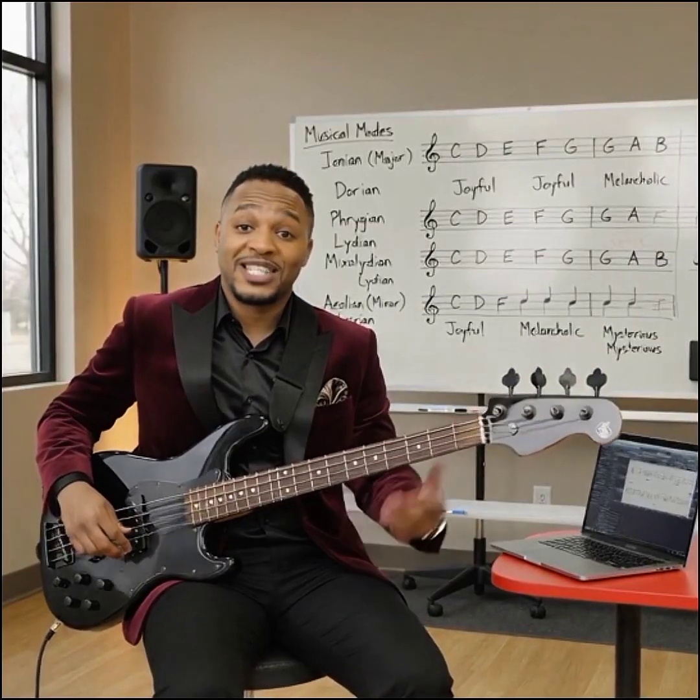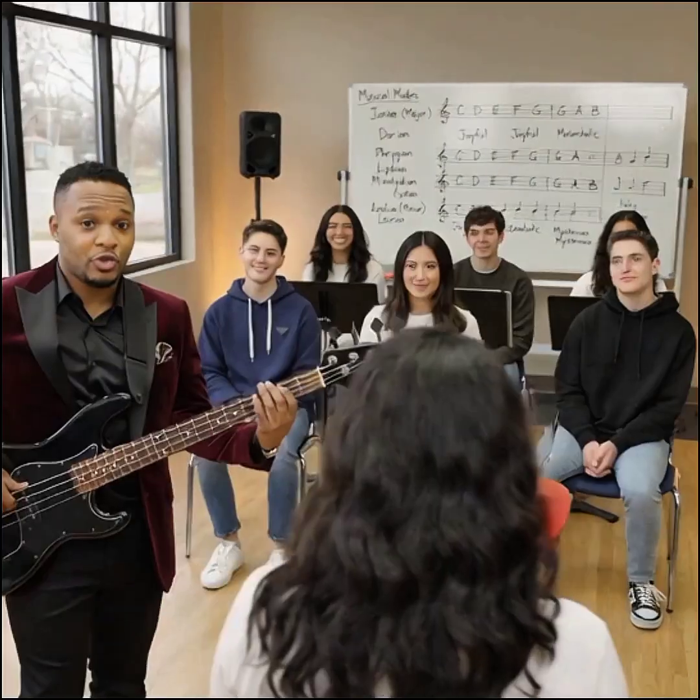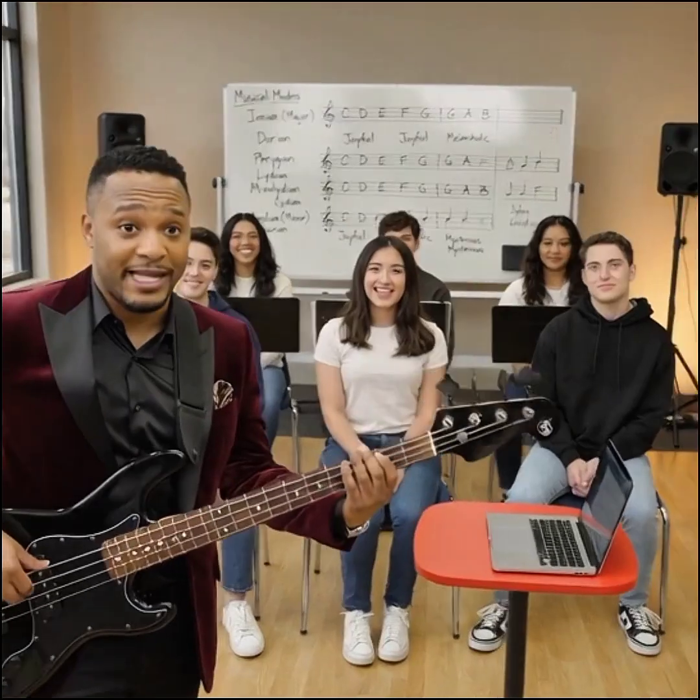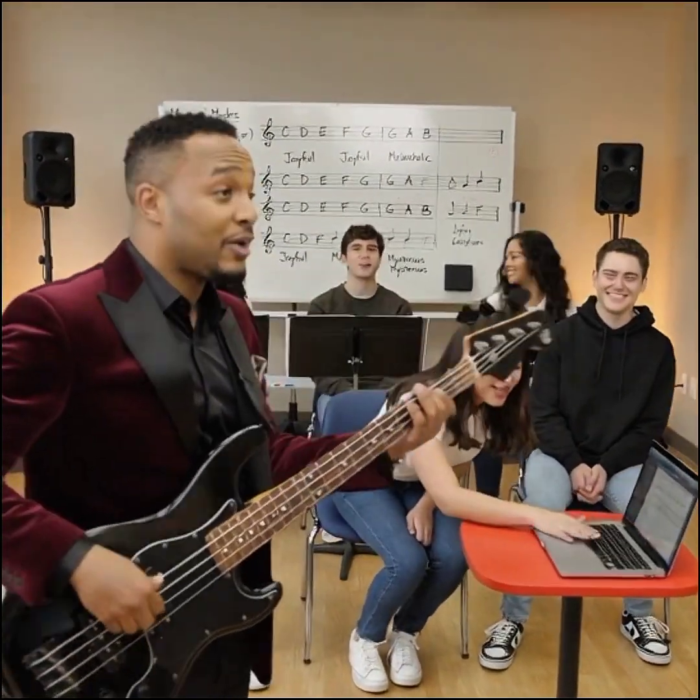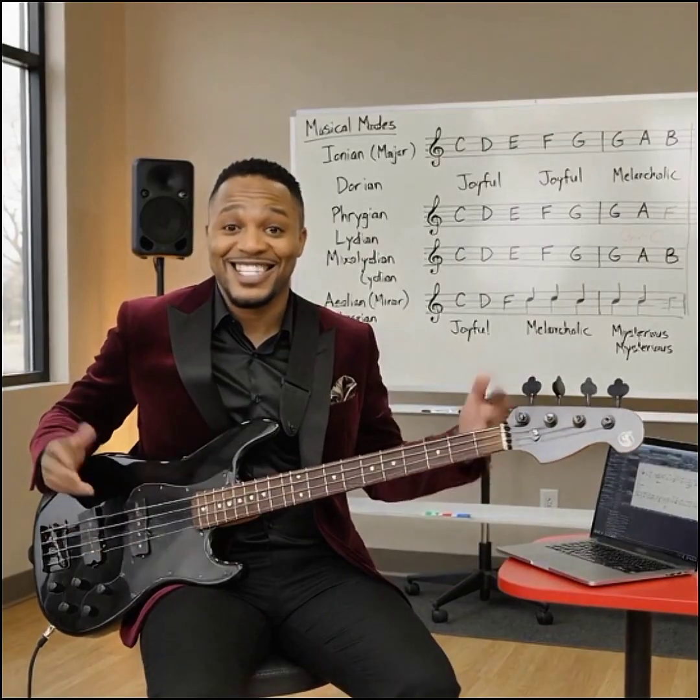Today we're exploring modes. Each has its own emotional character. Let's start with Ionian. Hear the joy? Now Dorian adds a minor touch, more introspective. It feels bluesy and soulful. What about Locrian? It sounds unstable. Exactly, it creates tension. Great observation.